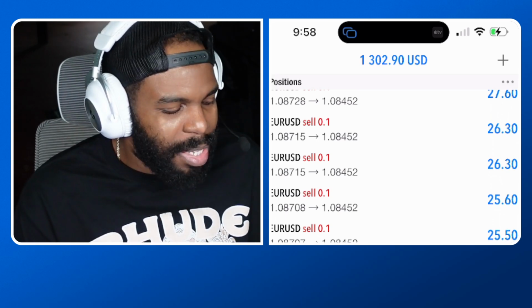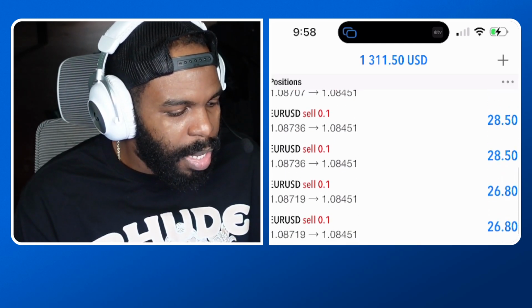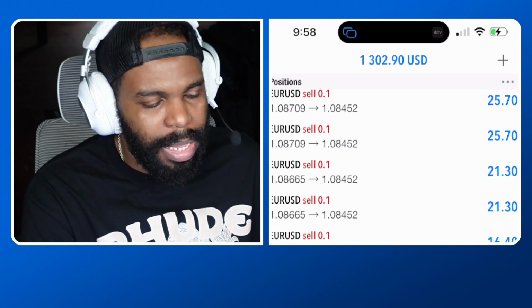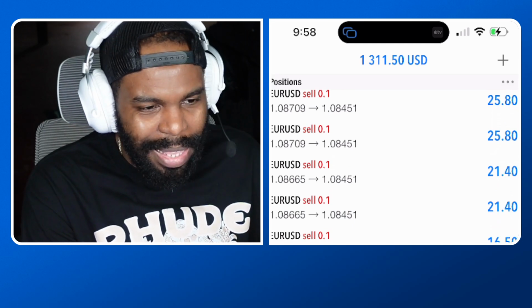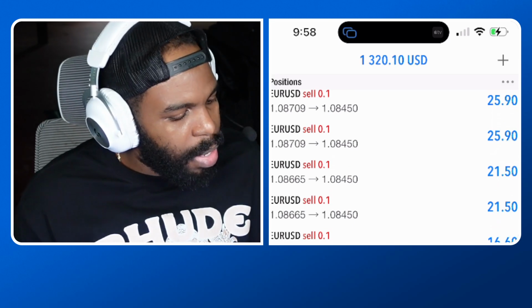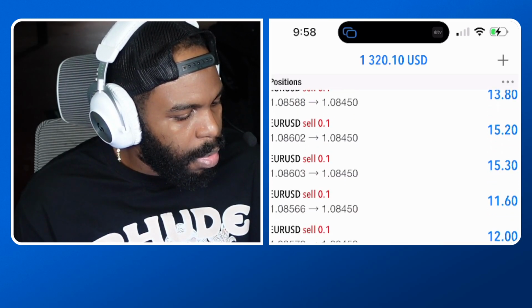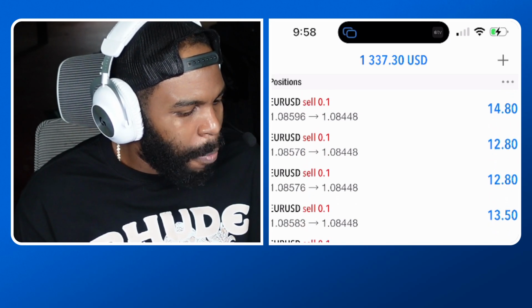So I don't know if that makes sense, but guys, I'm using it. I'm still doing my own technical analysis, but I'm letting the EA do the work for me and scale in and basically ride the trend. Yeah, you can't get no better than this. Up $1,300, as you can see.